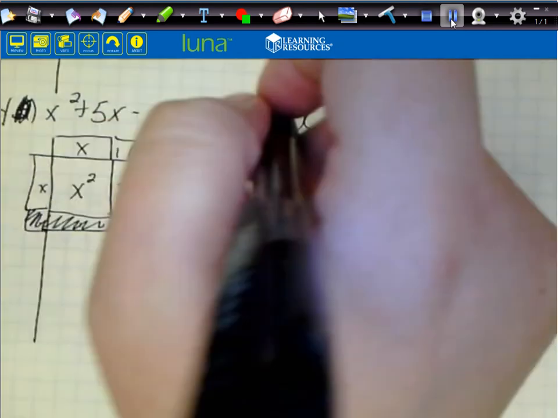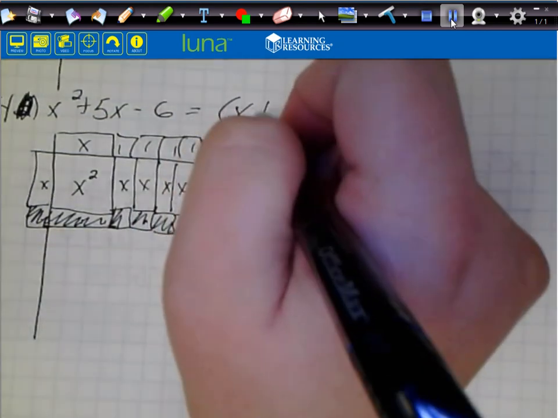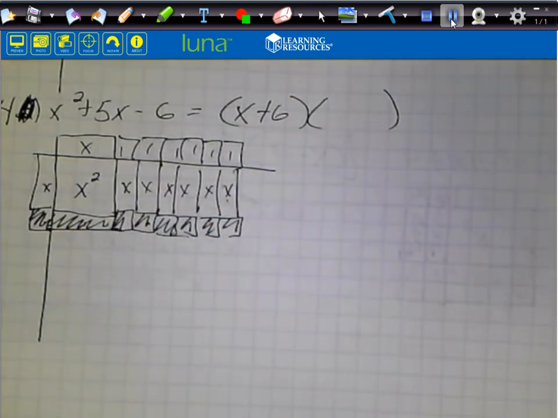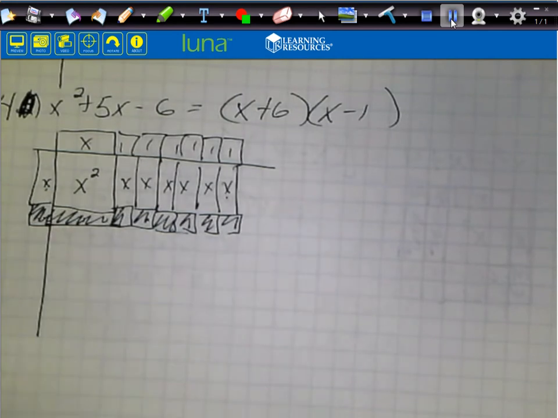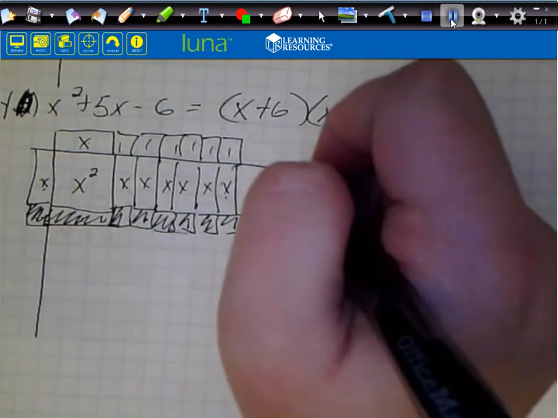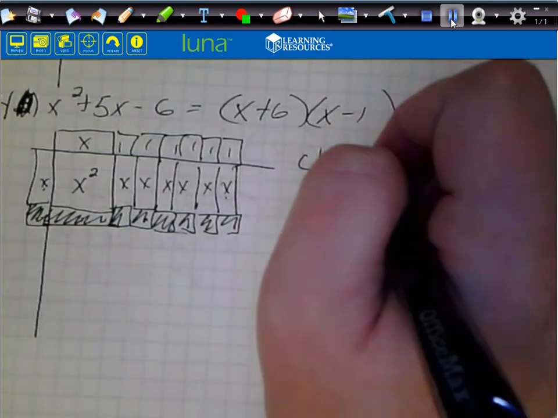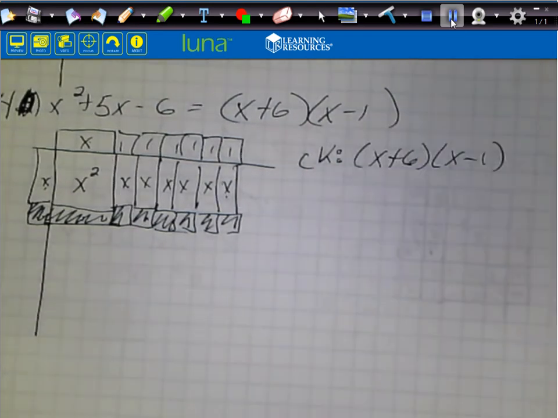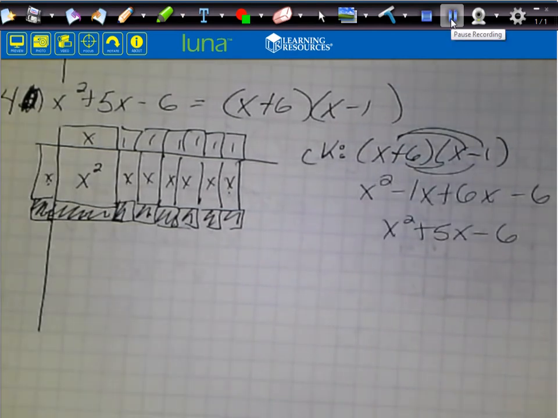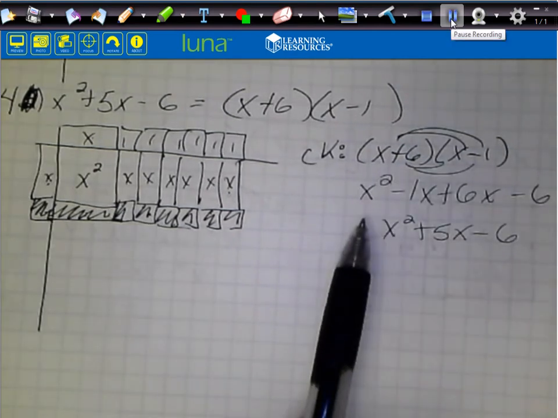So when I go to write my factors, I have x plus 6 for the x and the 6 positive unit pieces. Then I have x minus 1 because of my x piece and my negative unit piece here. Now again, I want you to go through and check this. Go ahead and pause the video now and check. All right, go ahead and check your check and make sure that you got the check correct. If not, please fix it.